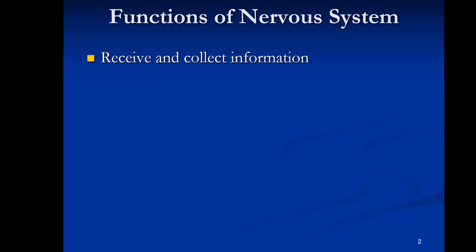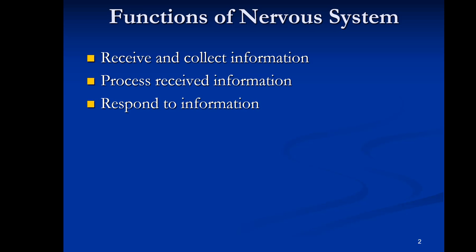So the function of the nervous system in general is to receive and collect information, process that information, and then respond to that information. And remember, the nervous system works by sending electrical signals.